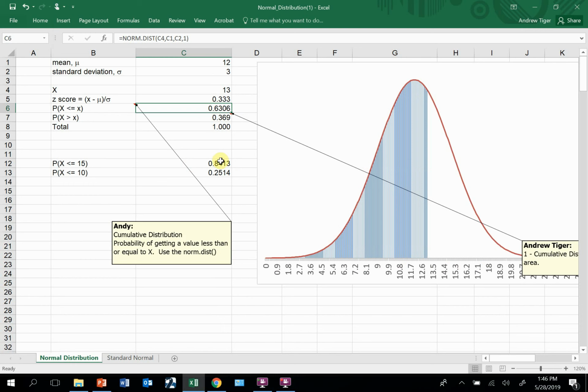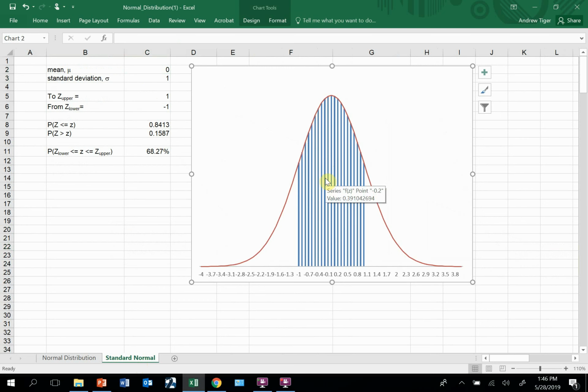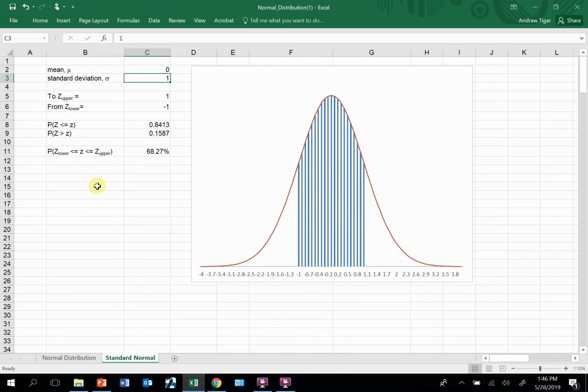So what you're doing when you calculate a z-score is redefining this problem on another normal distribution that is centered at 0 with a standard deviation of 1. Here's a standard normal distribution, centered at 0 with a standard deviation of 1. If I put in 0.333 here, you can see that the area to the left, the probability of getting a number less than 0.33, is 0.6306.